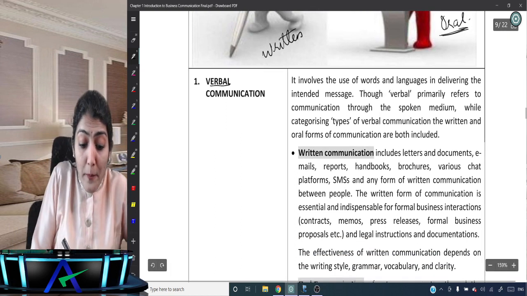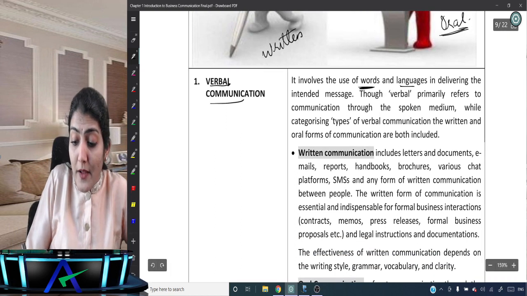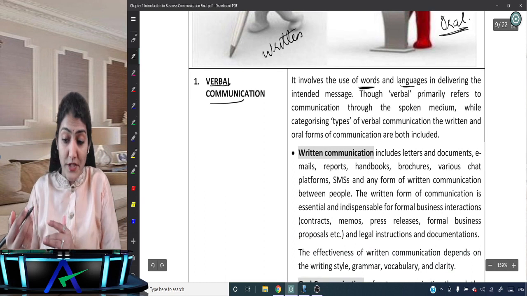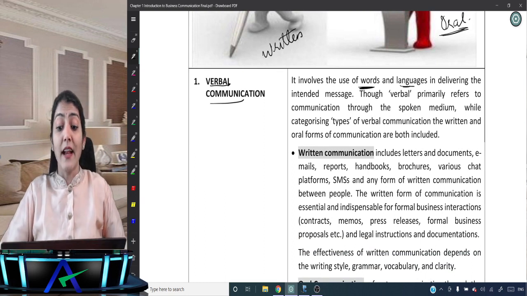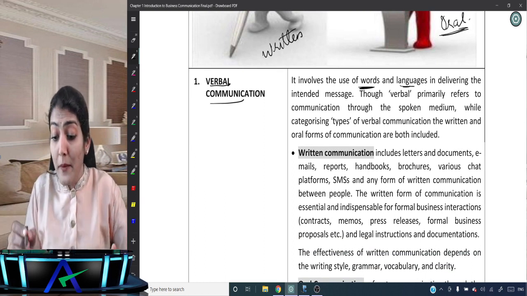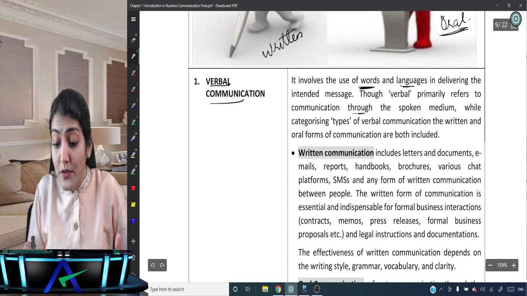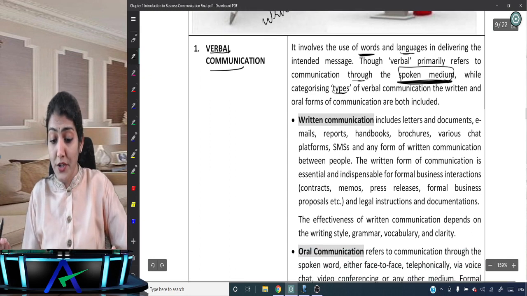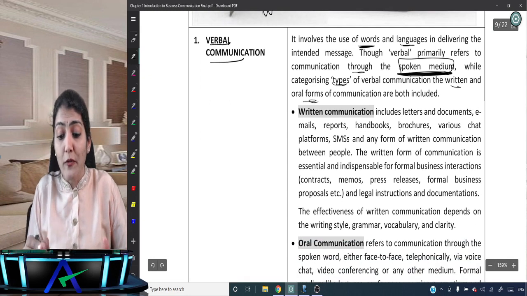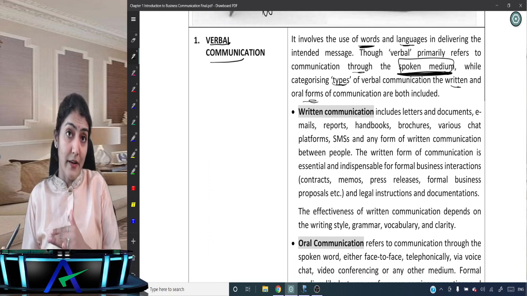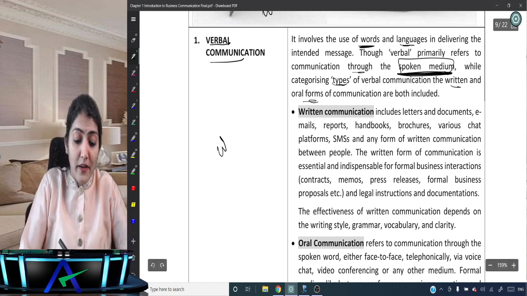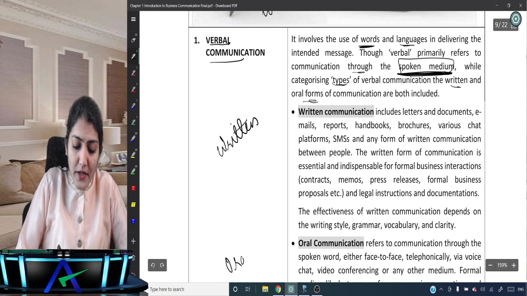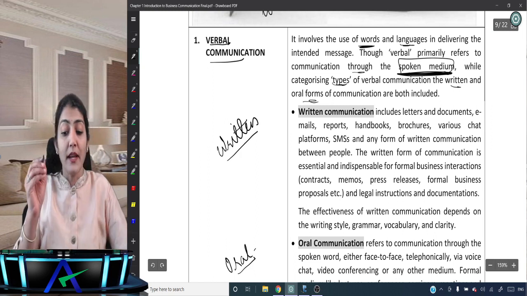Verbal is where you make use of words, and obviously words come from languages, in delivering the intended message. Verbal primarily refers to communication through the spoken medium, and we talk about spoken English. While categorizing types of verbal communication, the written and the oral forms are both included. So verbal has been further divided into written communication and oral communication.